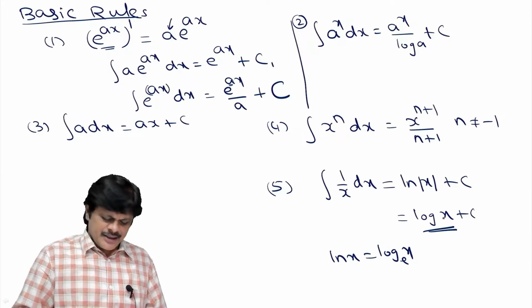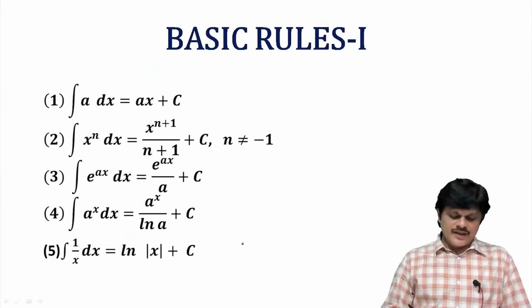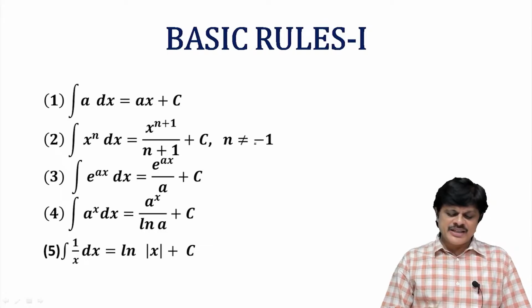Is it clear? Now let us see the basic rules quickly. Integral a dx is ax plus c. Integral x power n is x power n plus 1 by n plus 1 plus c, where n should not be minus 1. Integral e power ax is e power ax by a plus c. And integral a power x dx is a power x by log a plus c. And the integral of 1 by x is log x plus c. Now the important trigonometric function integrals. Like the integral of sin x dx.